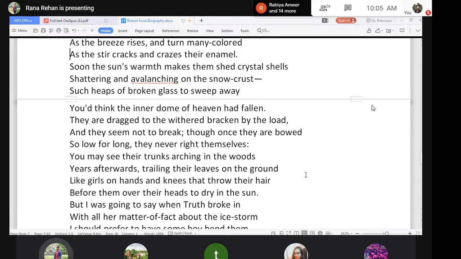वो कहता है like girls on hands and knees that throw their hair before them over their heads to dry in the sun. Because you girls can easily understand that, because I also see in my house what they most of the time do whenever they are taking a bath, and after that whenever they have to dry their hair in the sun. Now you know that today we have modern equipment and dryers, you do not need to do that, but in the older times, they had to dry their hair in the sun when they were tossing them from their front position to the back position. So they were thrusting their hair like this.